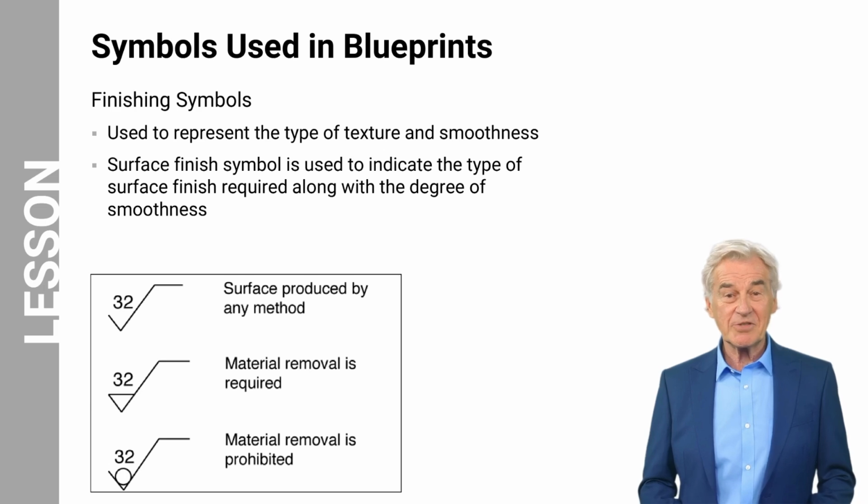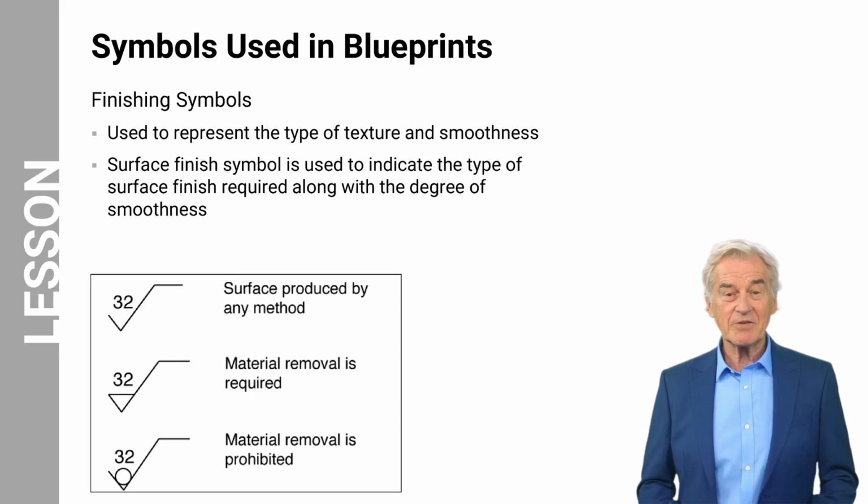The finishing symbols are used in technical drawings to represent the type of texture and smoothness that is required by the product. If the materials are required to be removed from the product, it has to be done by milling, filing, turning, grinding, and other metal smoothing methods. A surface finish symbol is used to indicate the type of surface finish required along with the degree of smoothness that it has to achieve.